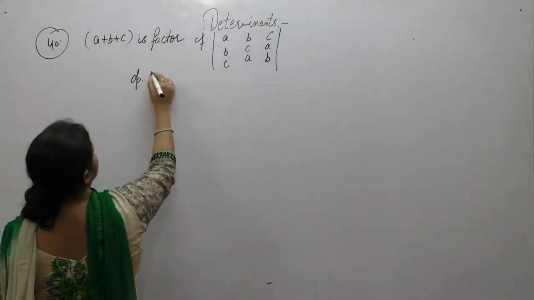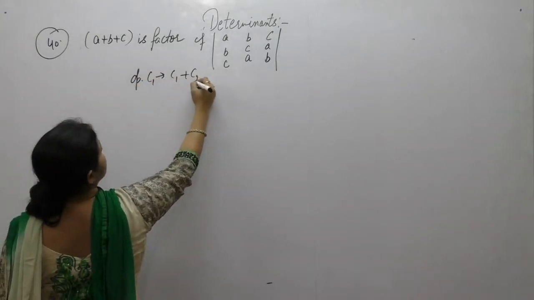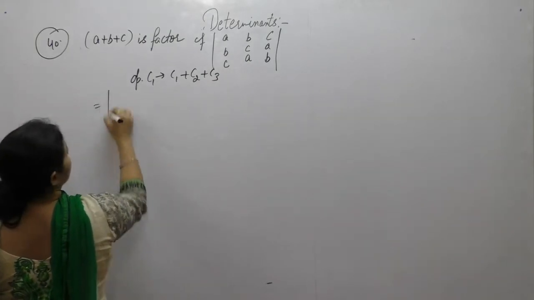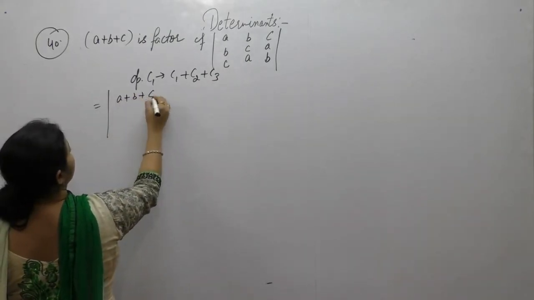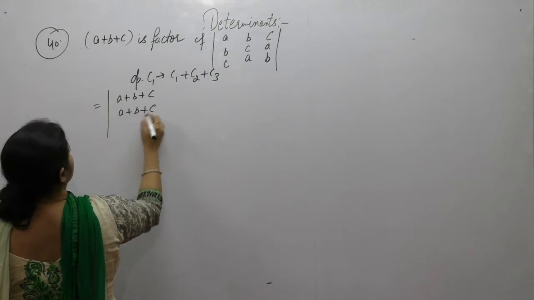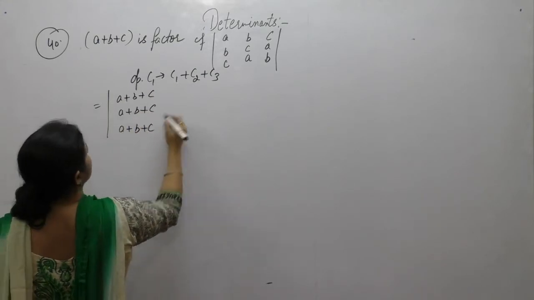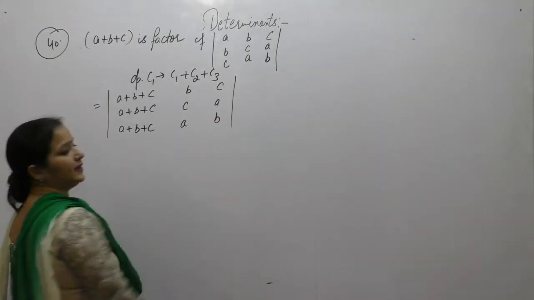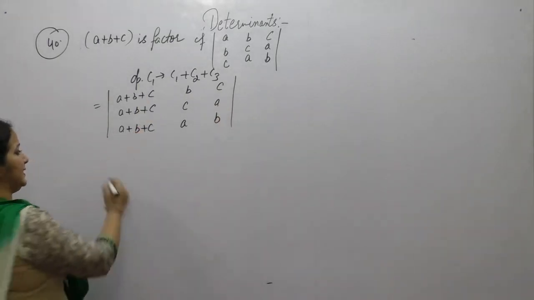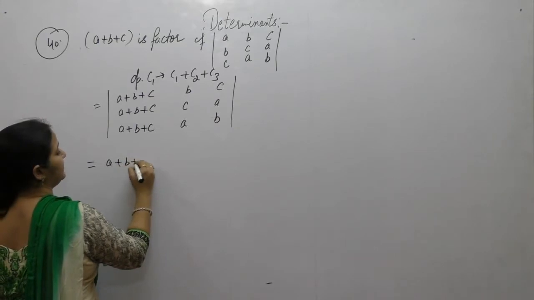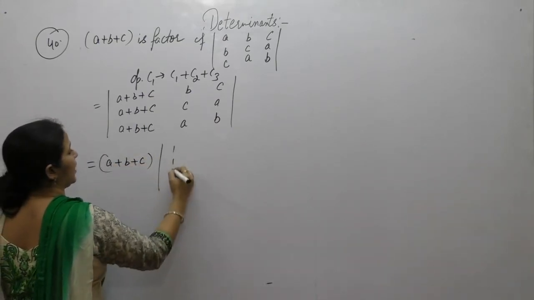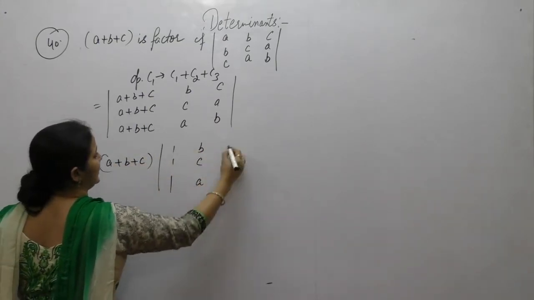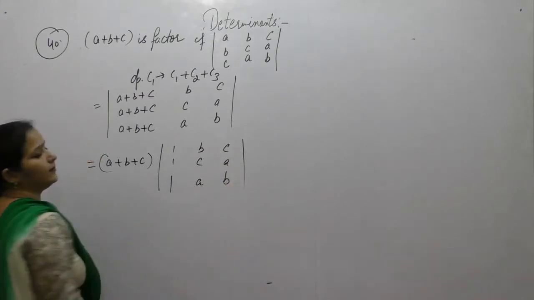Operate C1 as C1 plus C2 plus C3. A plus B plus C, A plus B plus C, A plus B plus C, B, C, A, C, A, B. Now A plus B plus C take it common from column 1. So we are left with 1, 1, 1, B, C, A, C, A, B.